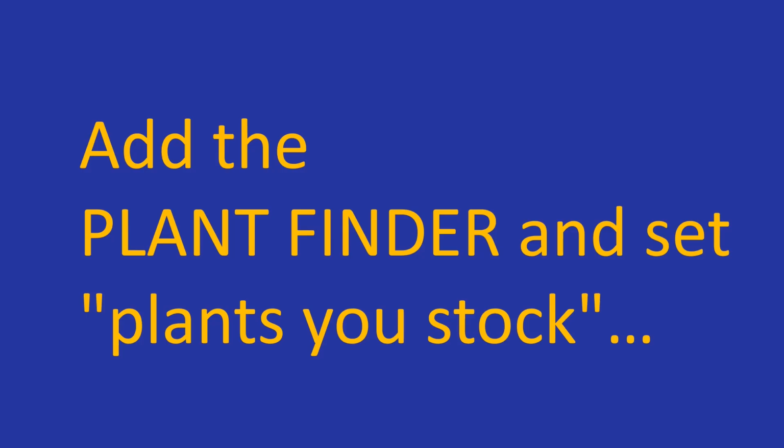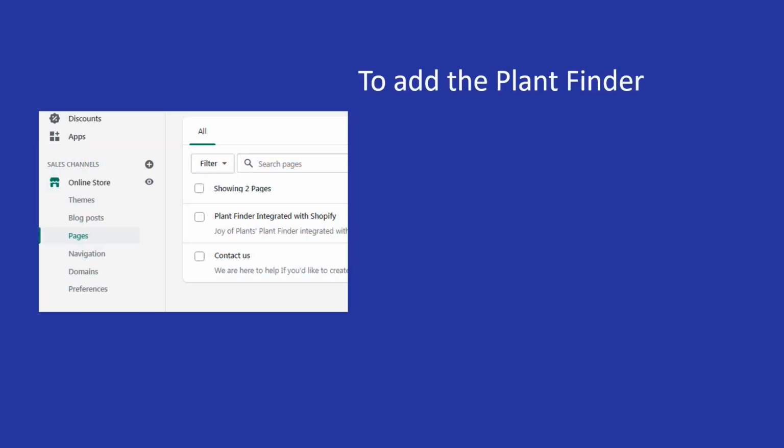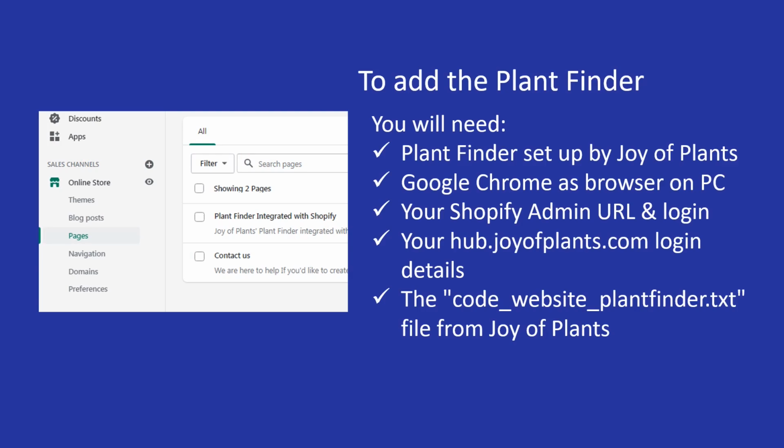I will now show you how to add our Joy of Plants Plant Finder web plugin to a Shopify page, and after that I'll show you how to link it to the Shopify webshop pages. To install the Plant Finder web plugin in Shopify, you will need the Plant Finder enabled and set up for you by Joy of Plants, Google Chrome as a browser on your PC, your Shopify admin URL and login details, your hub.joyofplants.com login details, and the Plant Finder code file from Joy of Plants.